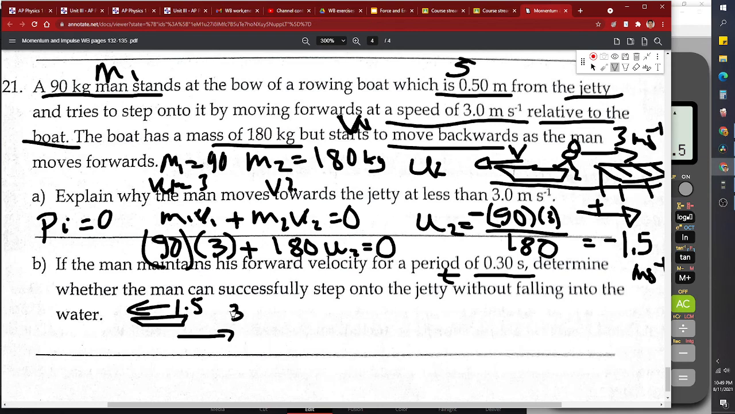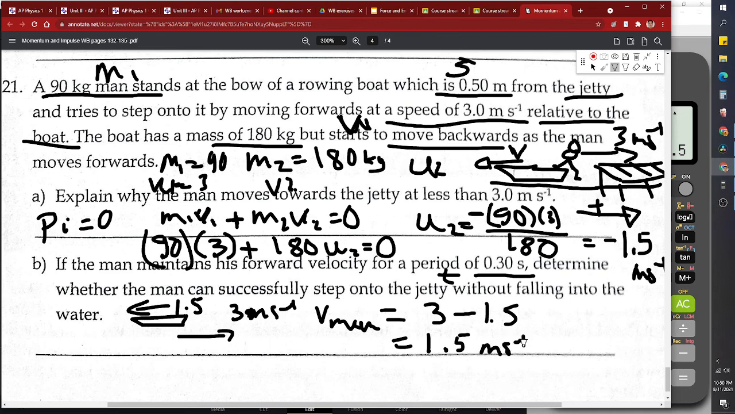That's a huge hint. So his velocity is 3 meters per second relative to the boat. But the boat is already moving away from the jetty at 1.5 meters per second. So in reality, the man's net velocity is 1.5 meters per second. How did I get that? Well, he's going to the right at 3 meters per second, but the velocity of the boat is negative 1.5 because it's in the opposite direction. So the man is really only moving towards the jetty at 1.5 meters per second.